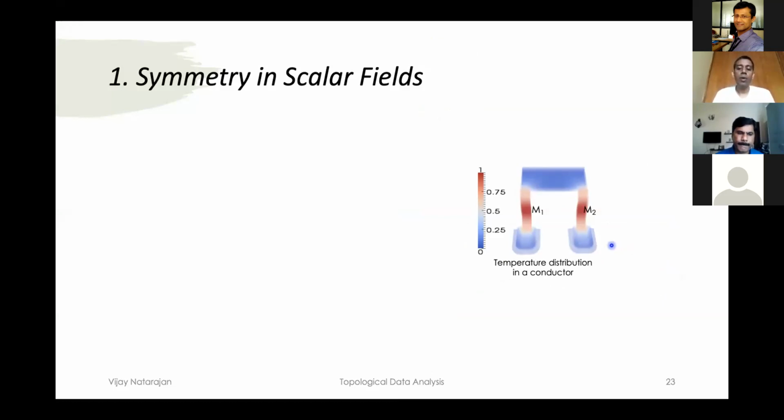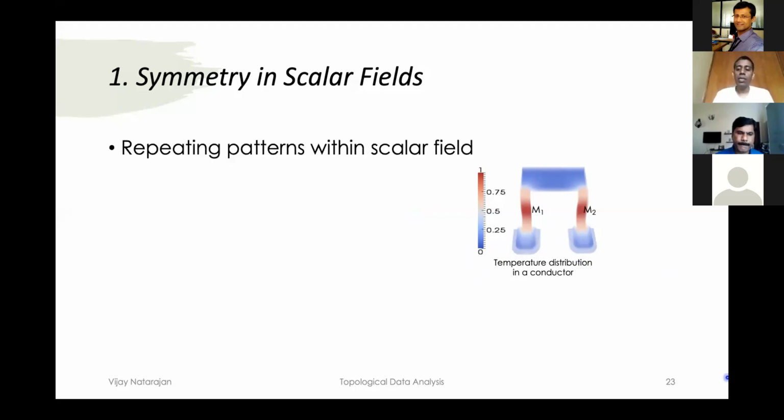So here, what you see on the right is a visualization of heat distribution in a conductor. This is a metal conductor, and we are looking at heat or temperature distributed within this conductor. You can see that the left leg and the right leg are symmetric copies of each other with respect to their geometry, but they are also copies of each other with respect to how the temperature is distributed within them. We would like to capture this somehow automatically.